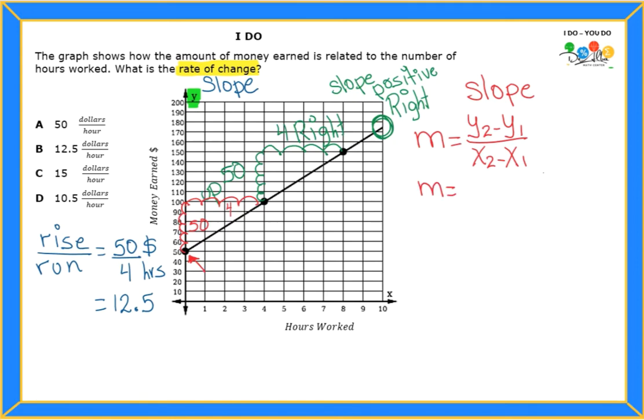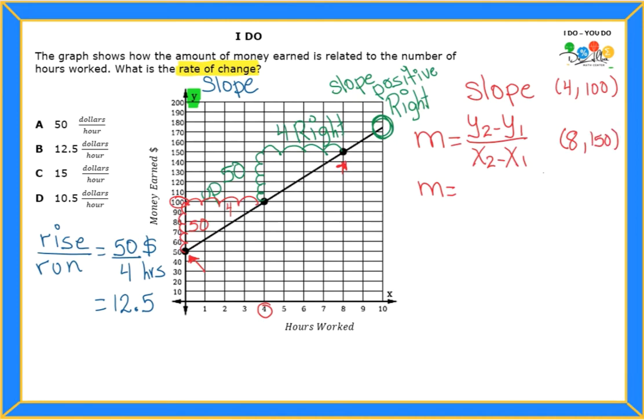I am going to choose 2 points. One of my points, I can see the 4. So one point is 4 across and 100 up. In case you're having trouble seeing that, there's a 4 and 100. What about the second point? I want to choose this point that is here. That point is 8 on x, and 150 on y.